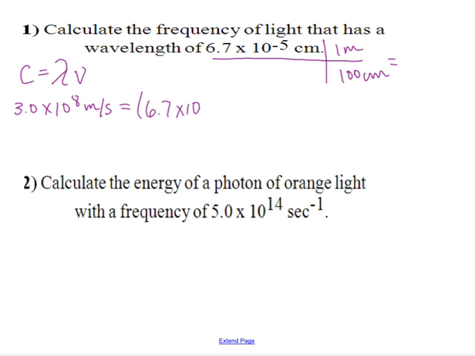6.7 times 10 to the -7 meters times nu, and we'll solve for frequency. Notice how meters are going to cancel, leaving us with 1 over the seconds, which is our unit of frequency. So to 2 sig figs, give me that number.